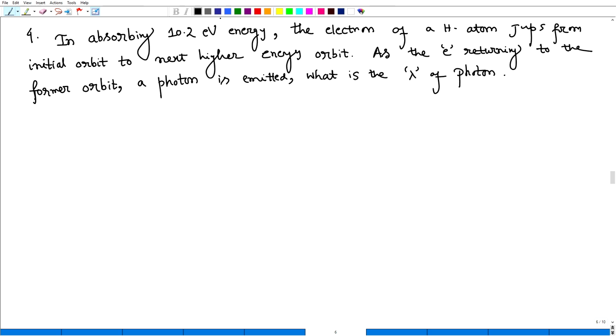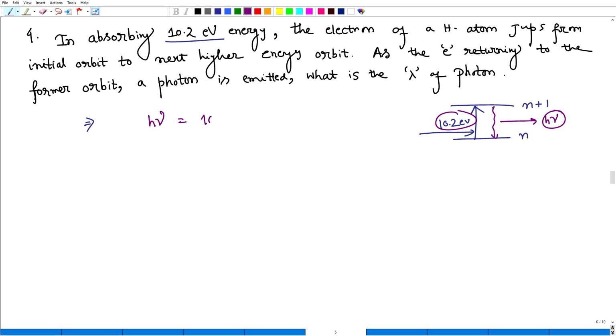So it's a very straightforward question. This energy, 10.2 electron volt, is used for the excitation. This excitation occurs from n to n plus 1, some n to n plus 1. This energy is 10.2 electron volt that is given, right? And after excitation it is de-excited and it emits a photon. So h nu should be equal to 10.2 electron volt. So 1 by lambda will be 10.2 divided by hc electron volt.